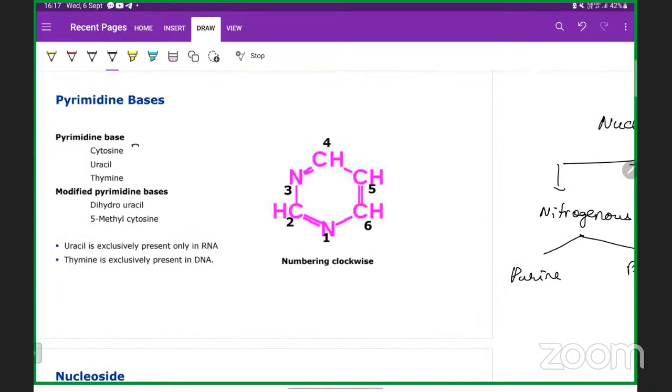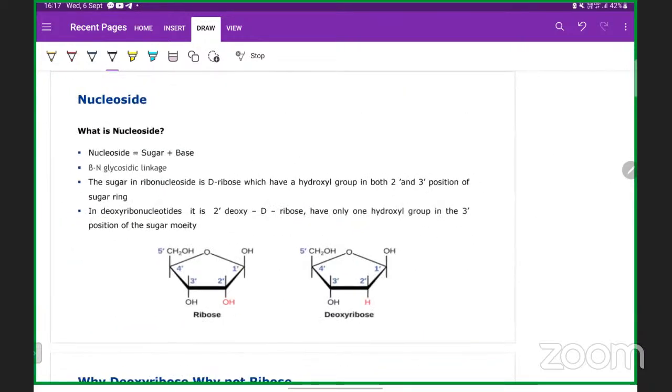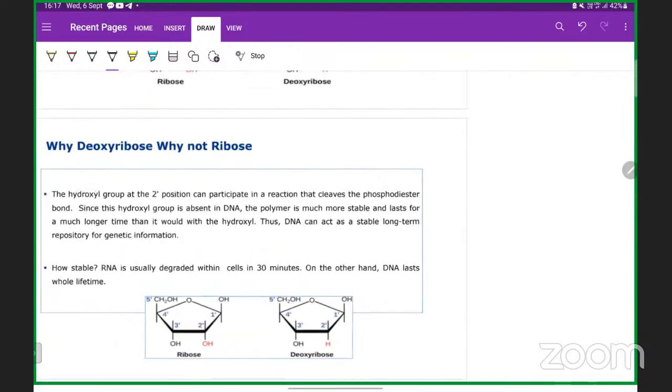You have three structures: cytosine, uracil, and thymine. And these cytosine, uracil, thymine are the pyrimidines. Okay, I told you what a nucleoside is. A nucleoside is a nitrogenous base along with a sugar. So what type of sugar do you use? That was my question. You use a ribose sugar. Why don't you use a deoxyribose sugar? What is the answer? You need stability for your nitrogenous base, isn't it, guys? For having the stability of your DNA and RNA, you need ribose sugar and you can't use a deoxyribose sugar. Now you understood, right? Why do you use ribose instead of deoxyribose?